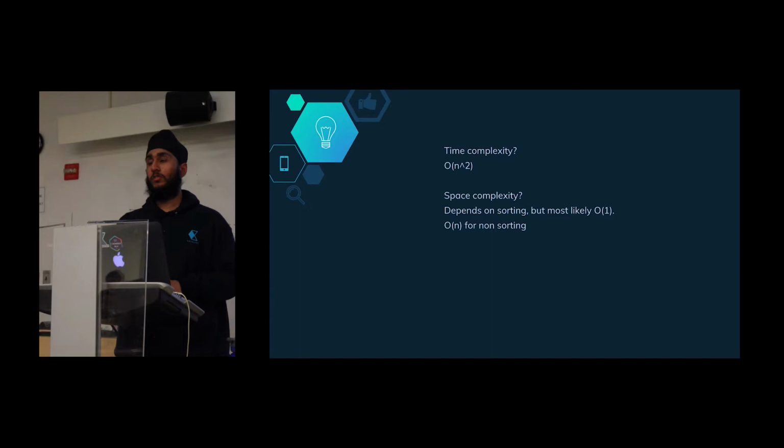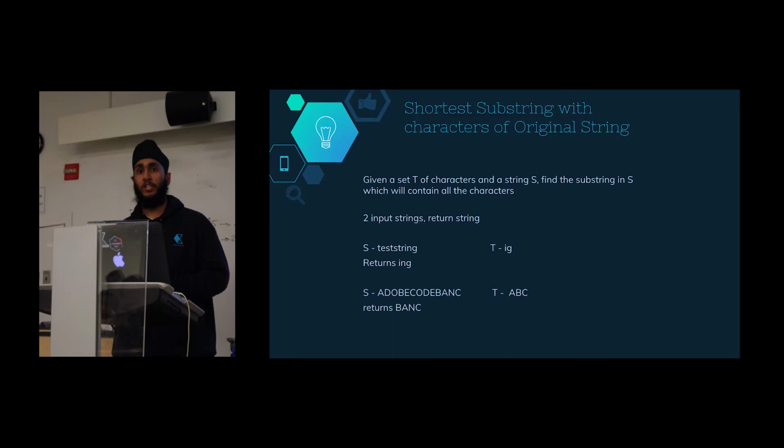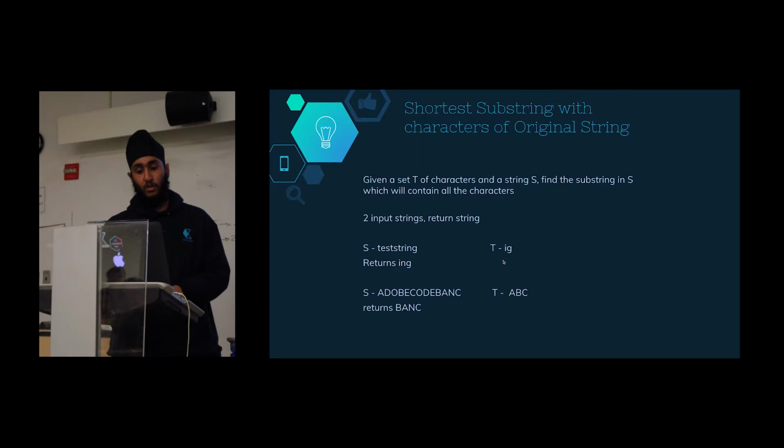All right. So the next problem. This one's a bit of a doozy. We're looking at the shortest substring with the characters of the original string. Formally, you're given a set of characters, which don't necessarily have to be unique, I guess in the technical sense of set, but not for this example, and a string S. Find the substring in S which contains all the characters in T. For example, if you're given the string test string, and you're looking for the characters I and G, you want to find the shortest substring in S that contains all the characters of T.